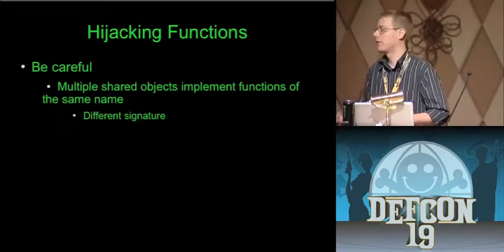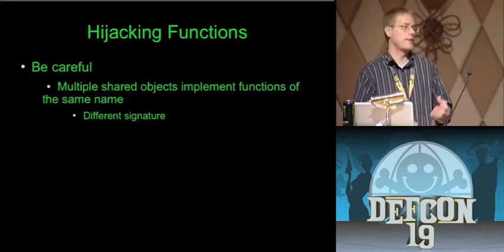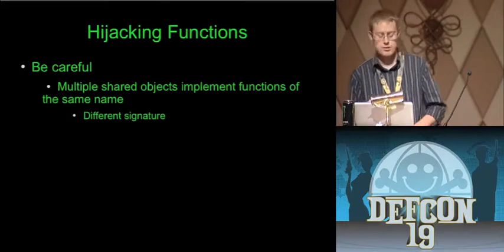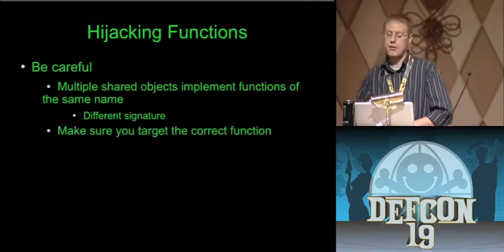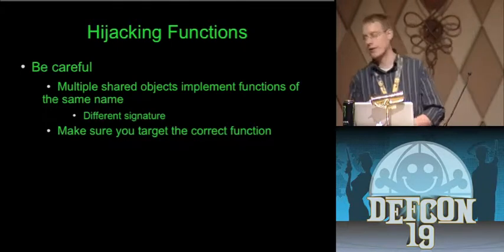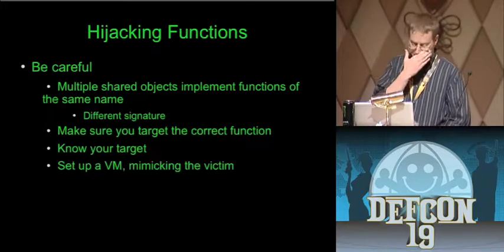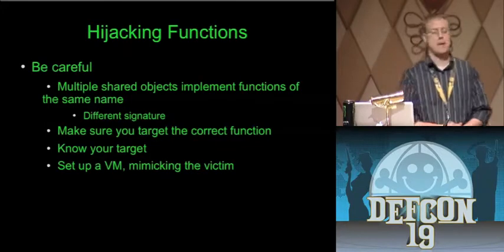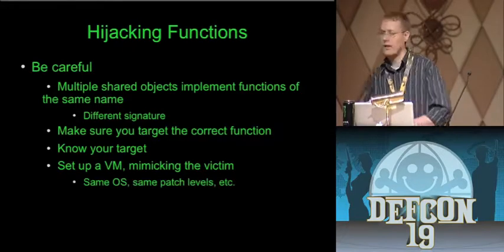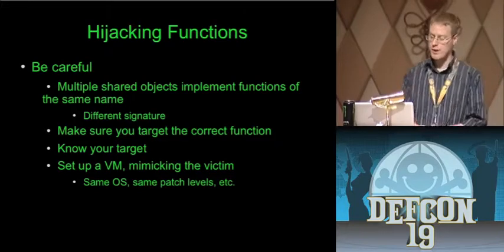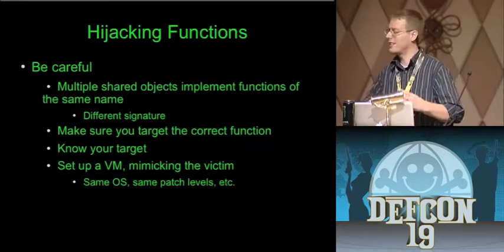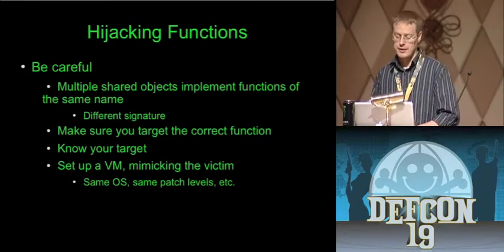There's no problem with that. And they can even have a different signature, a different function prototype, accepting different arguments and returning a different return value. So you want to make sure that you target the correct function. You need to know your target well when you're hijacking functions. What I do is I set up a VM and I mimic the victim. I set up even the same OS, the same patch levels, the same type of proprietary software. I mimic my victim 100% so that I know what I'm getting myself into, so I can dive into it deeply and not have any surprises.